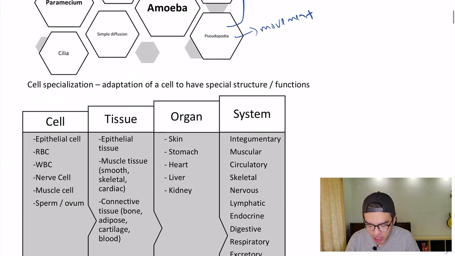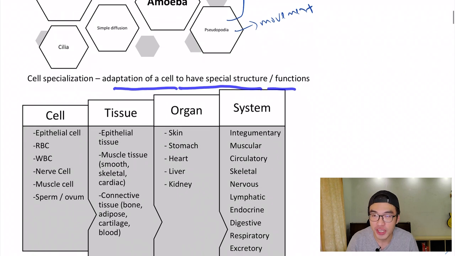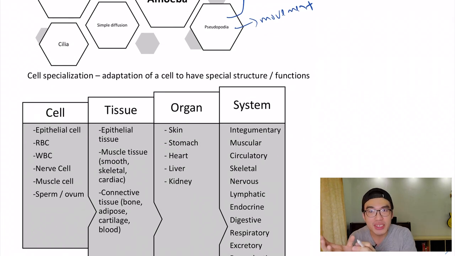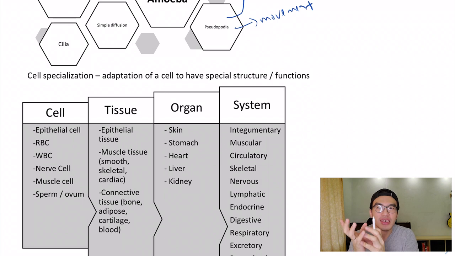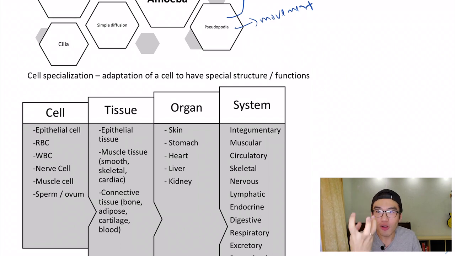Let's look at cell specialization. What is cell specialization? It's the adaptation of a cell to have special structure or function. Meaning that turning a stem cell, which is an original cell, into a specialized cell. For example, when you are an embryo, you have a ball of cells. These cells, they have no function. And as you grow up, all these cells, they will start to specialize. They will start dividing themselves into groups. Into muscle cells, into nerve cells, into skin cells, and so on.